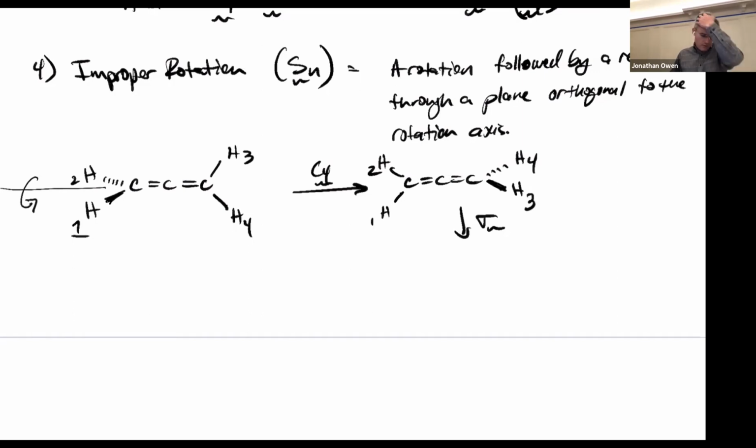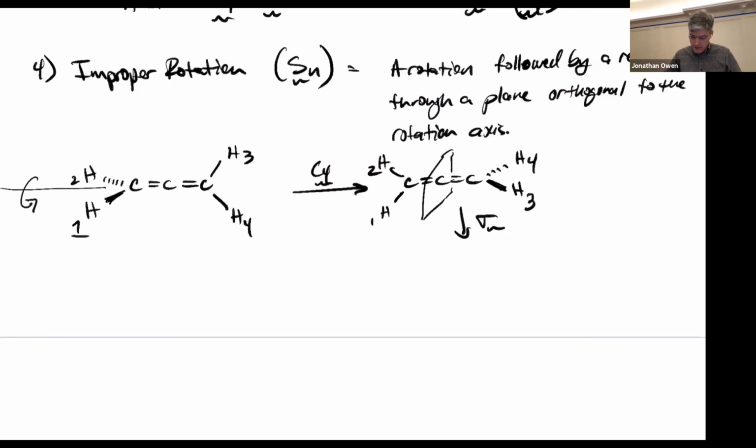In front of the page and behind the page. So I've got to be careful to think about consistent direction of rotation to get that right. Now the reflection orthogonal to this axis is going to run through the molecule, and it's going to reflect the left and the right sides of the molecule.